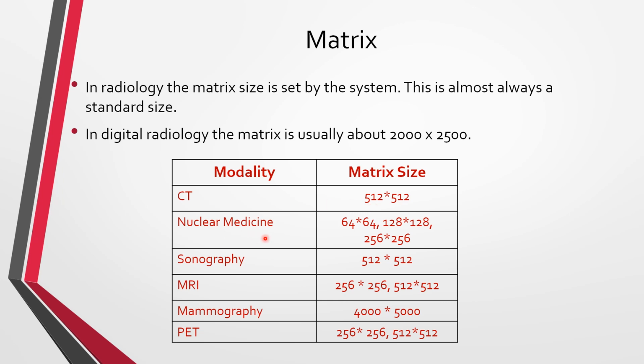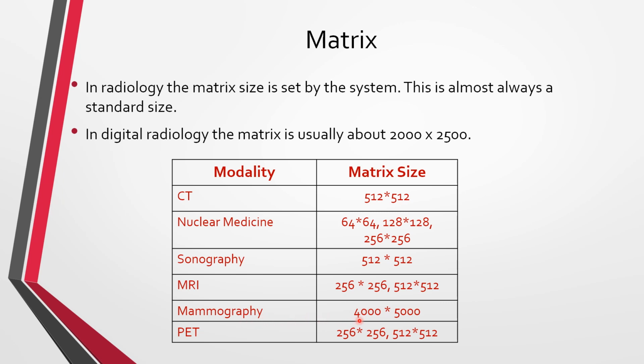Nuclear medicine, being a functional modality, has several different matrix sizes that can be used depending on the anatomy that's being looked at. Sonography is 512 by 512. MRI can be 256 by 256 or 512 by 512 depending on the anatomy that they're looking at. The smaller matrix sizes that could be utilized can speed up acquisition time in these modalities.